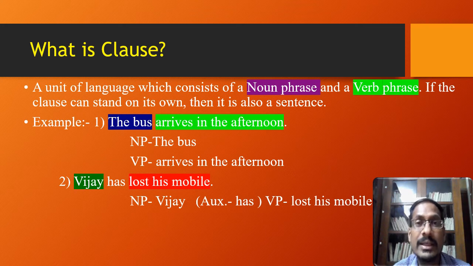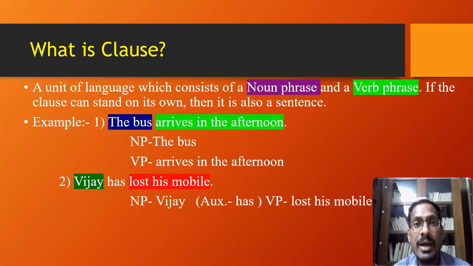When we talk about the structure of the sentence, we also talk about the structure of the clause. So clause is one of the important parts of a sentence, and it is the bigger unit after phrase. So clause is a unit of language which consists of a noun phrase and a verb phrase. And here, if the clause can stand on its own, then it is also a sentence. So if in a group of words or in a language unit, there is an NP and a VP, then it becomes a clause. So noun phrase and verb phrase are the important parts of a clause.